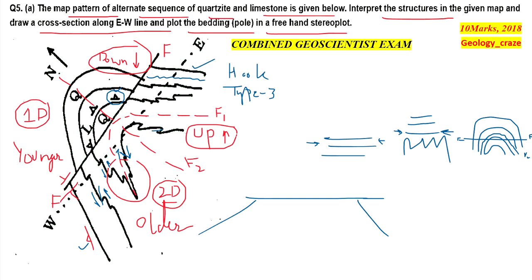And here we are getting a dextral sense on this side. We are again getting a dextral. And here we are getting sinistral for this and this. So we have to plot this sense. In a plan map view we are getting a sinistral, then reverse in the cross section.